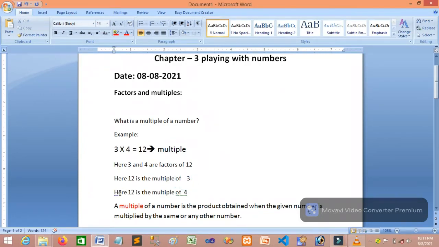Then 12 is the multiple of 4 also. If you multiply 4 by 3 times, 3 fours are 12. 1 four is 4, 2 fours are 8, 3 fours are 12. So 4 and 3 both are factors, and 12 is the multiple of 3 and 4, we can say.